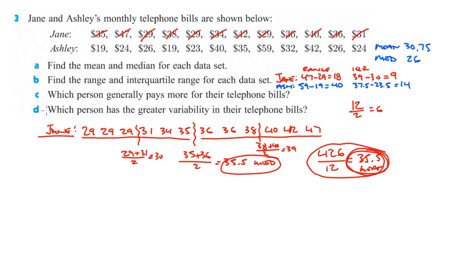Okay, and then for part C, which person generally pays more for their telephone bills? I'd go with the mean, 30.75 versus 35.5. So I would definitely go with Jane on this one. So you've got a higher average. And then which person has the greater variability in their telephone bills? I would look at the range and interquartile range, and Ashley has a bigger range and interquartile range on that. So let's go with Ashley for the answer for that second one. Okay.